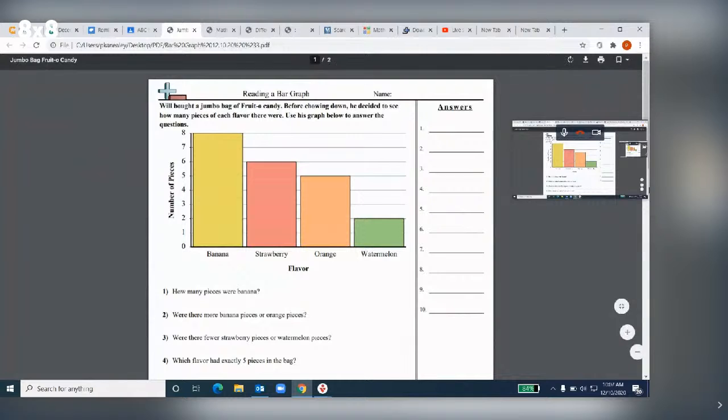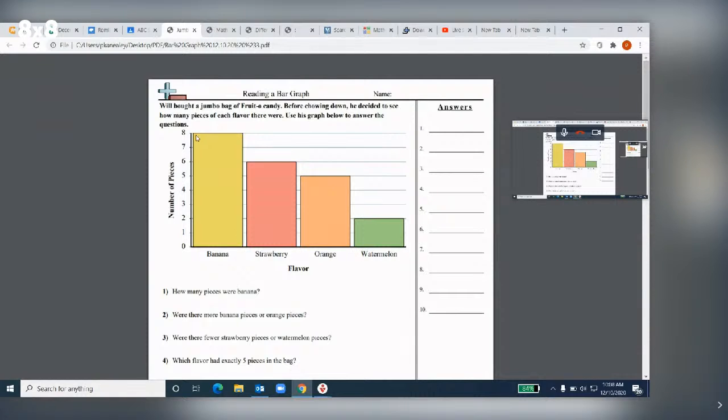So let's look at this graph. Will brought a jumbo bag of Fruito candy. Before chowing down, he decided to see how many pieces of each flavor were in there. Use the graph below, answer questions. So this graph is about flavors in his jumbo bag of Fruito candy. Okay, so once again, on the bottom are the flavors. There's banana, strawberry, orange, and watermelon. That's on the horizontal. It goes across and vertical goes up, and vertical is the number of pieces of candy of each flavor.